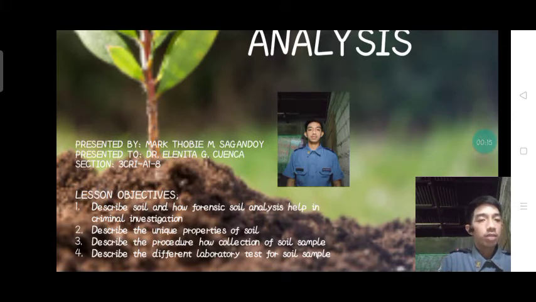So, meron tayong mga lesson objectives dito. Number 1, describe soil and how forensic soil analysis help in criminal investigations. Number 2, describe the unique properties of soil. Number 3, describe the procedure, how collections of soil sample. And the last one is describe the different laboratory tests for soil sample.